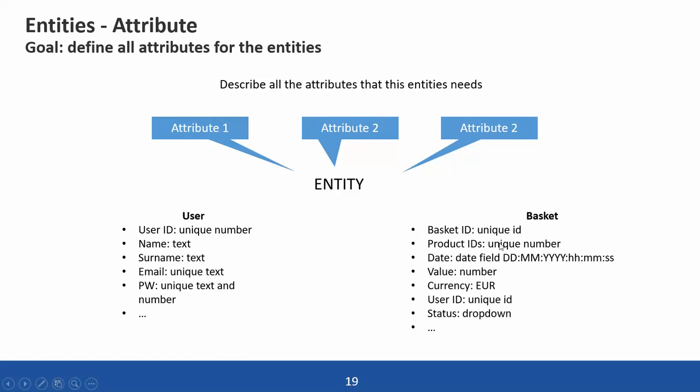Let's also talk about the basket. Here, for example, a basket has different product IDs, a date when it's set up, a value, and perhaps a status like saved, paid, and so on and so on. You can see there are different attributes for every entity, and it's really important because every entity will have different attributes, and you have to think of every attribute where to place it in your application, in your wireframes.